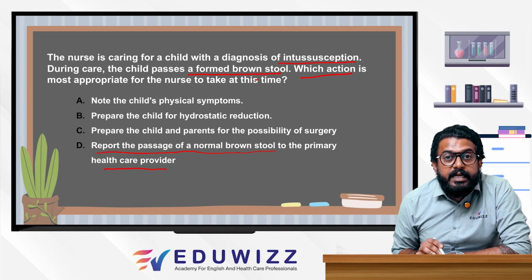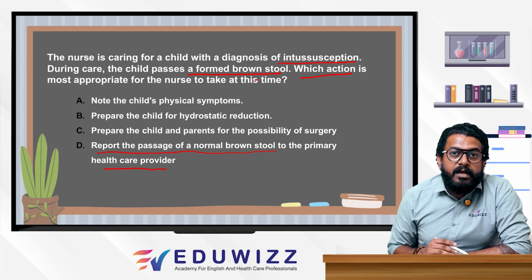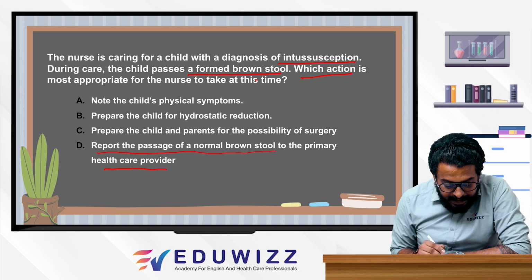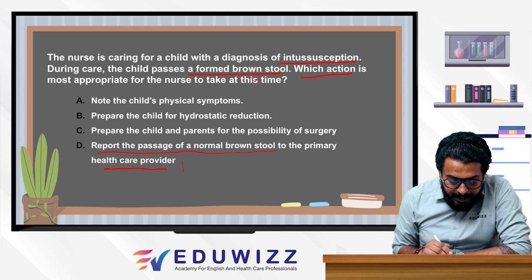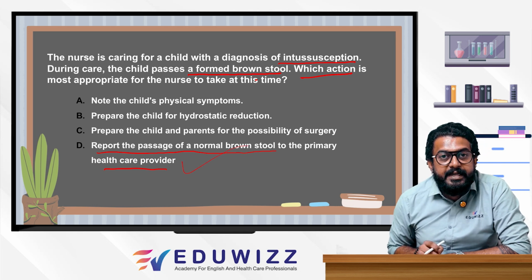If it is currant jelly like stool, you should prepare first for barium or normal saline enema and also tell the parents about the possibility of surgery. So the answer is option D, report the passage of normal brown stool to the primary healthcare provider.